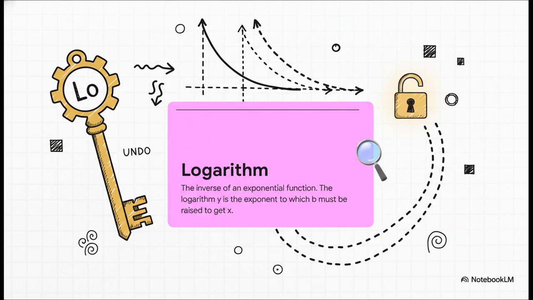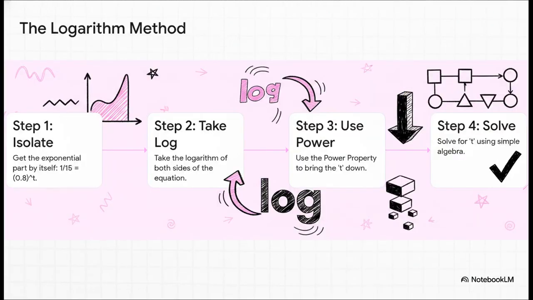It's a logarithm. The best way to think about it is this. Just like subtraction undoes addition, a logarithm undoes an exponent. It's literally the undo button we've been looking for. And the method is a really clear four-step process.